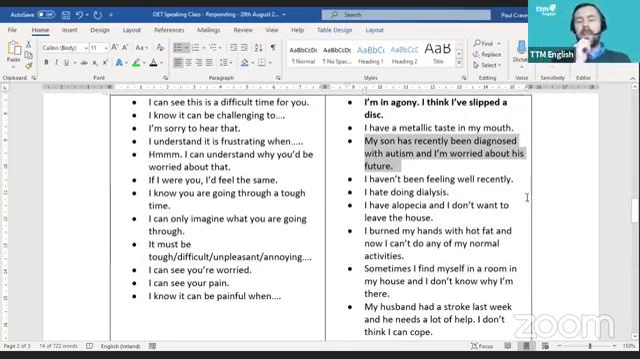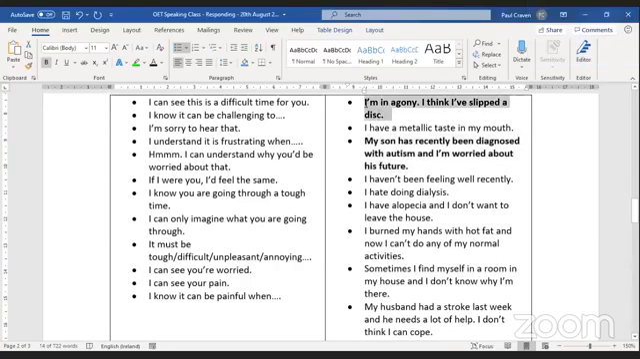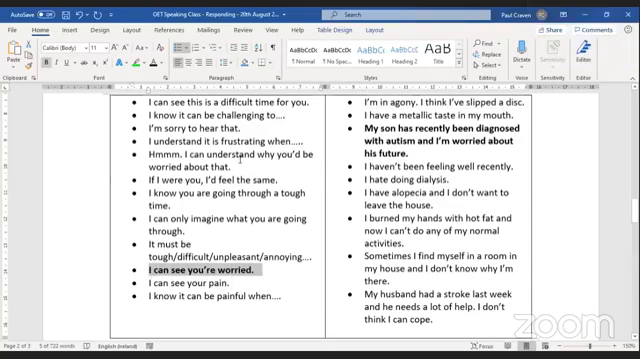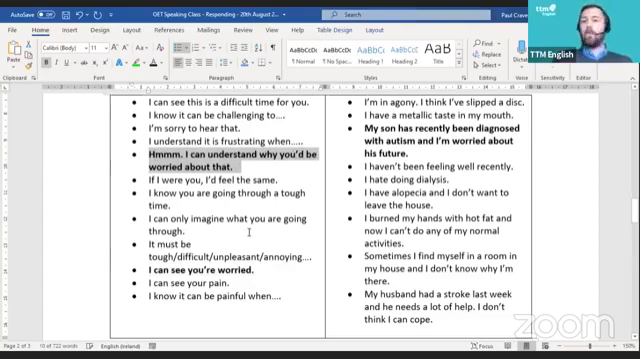My son has recently been diagnosed with autism, and I'm worried about his future. I can see you're worried. I think that's a good one. Why you would be worried about that? I can understand why you'd be worried. Yeah, so I'm on your side. I get that.